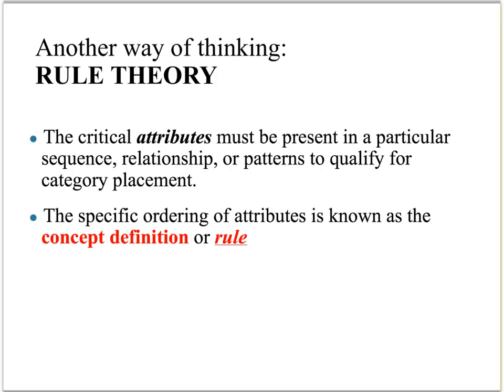In rule theory, the critical attributes must be present in a particular sequence, relationship, or pattern to qualify for category placement. We have rules or attributes for birds. We have rules for dogs. We have a hard time figuring out what rules are attributes of platypus because they may look like a dog, but they lay eggs. Laying eggs is not a rule for dogs. The specific ordering of attributes is known as the concept definition or rule. According to rule theory, in order to be bird or dog, there are specific attributes that comprise the concept definition or rule.